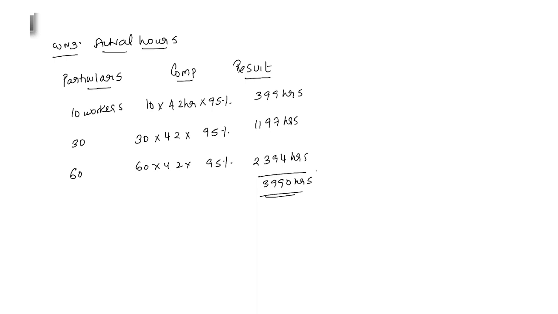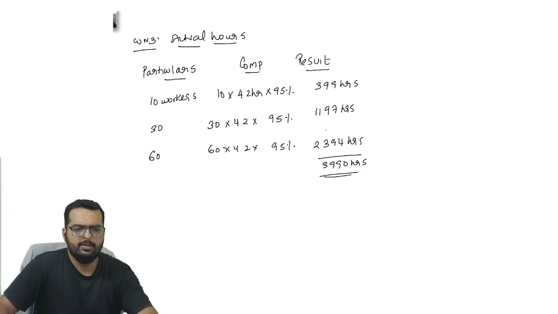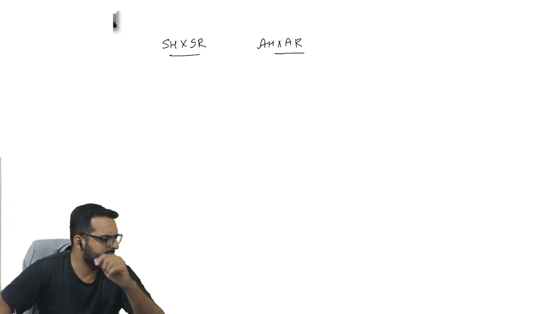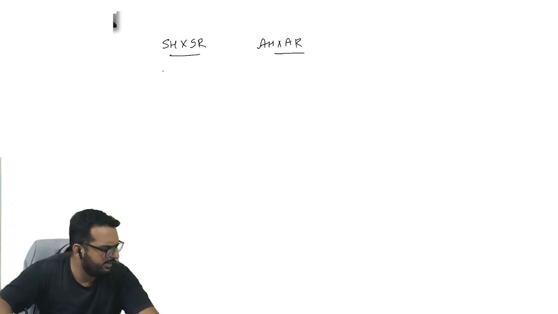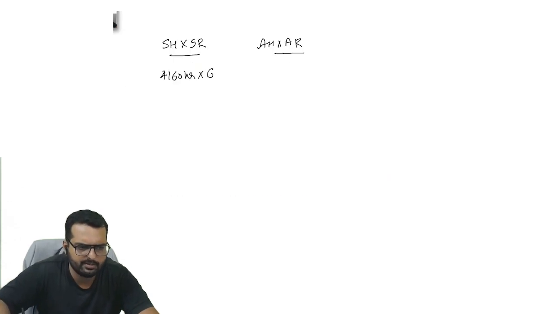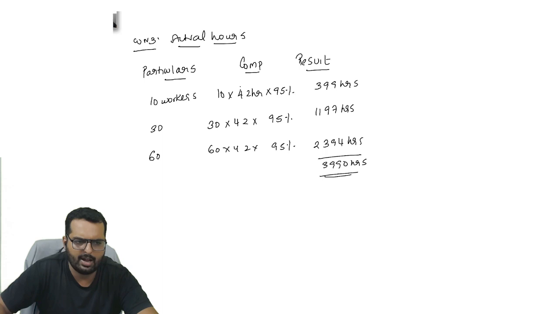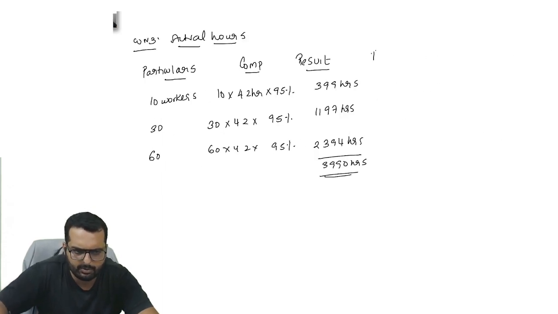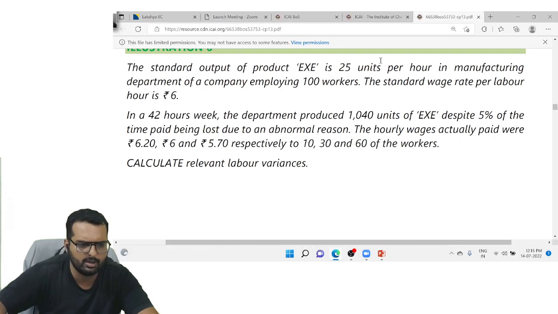Are you all done writing this, friends? Now we have got the SH, we have the SR, the rest will be easy. SH into SR, AH into AR. For SH into SR, the labor rate is already given. The total hours we got was 4160 hours, right, multiplied by the hourly rate, 6. But for actual hours, the actual rate is also mentioned here. So we can put the rate here and get the total AH into AR.